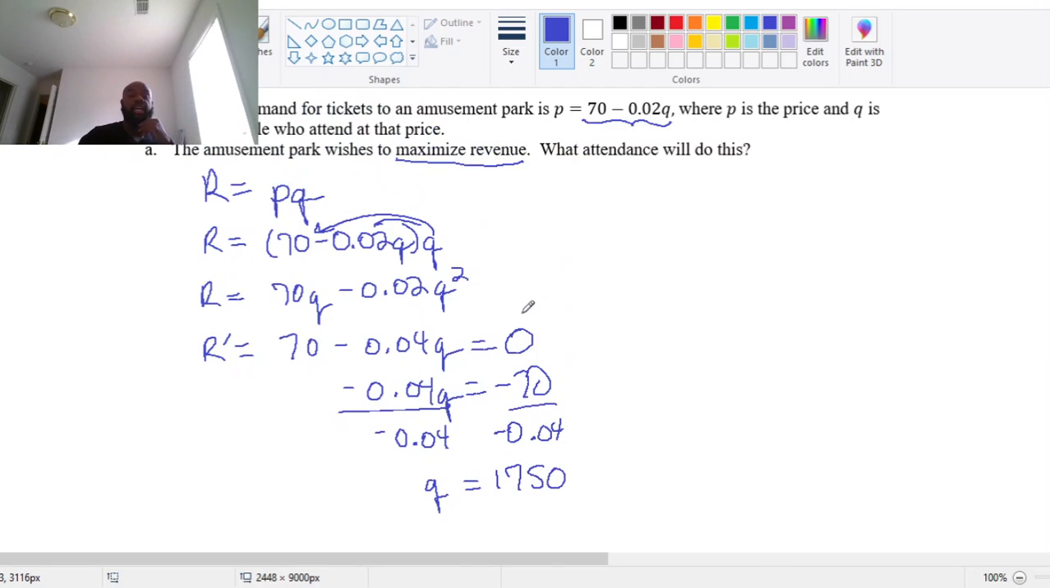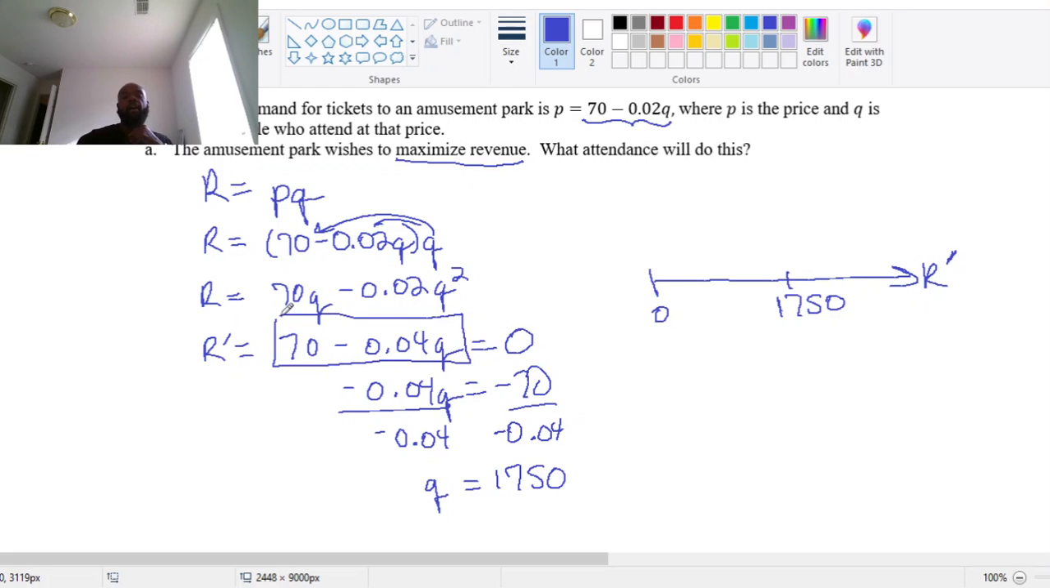Now, I need to make sure that this Q is a maximum. And so I'm going to draw my number line. This is going to be R prime. We always like to label our number lines. And I'm going to put the value that makes my derivative 0, or my endpoint, on there. I'm going to pick a number between 0 and 1750, like 1, and plug it into my derivative. My derivative is a pretty easy one to plug into. 70 minus 0.04 will be a positive. And then I'm going to pick a number that's greater than 1750, like a million. This term right here is going to be bigger. So 70 minus a bigger number would be a negative.